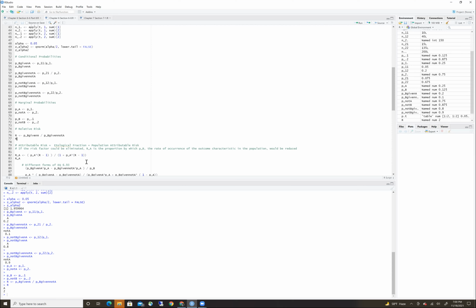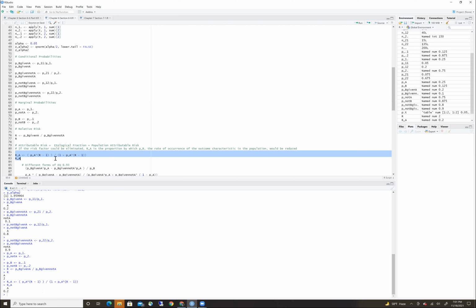So we can use equation 6.93 to get the attributable risk. Here, I'm taking the last line of that equation to calculate the attributable risk, 20%. And what that means is that if we could take out the risk factor of being a young mother, we would reduce the risk of low birth weight babies by about 20%.